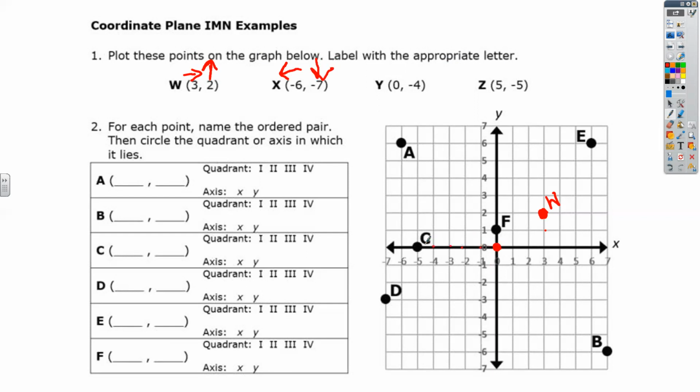So let's go back to our graph. 1, 2, 3, 4, 5, 6. All right, and now let's go down. 1, 2, 3, 4, 5, 6, 7. And we're going to label it X.